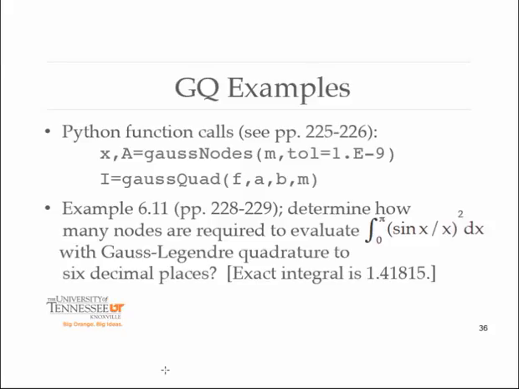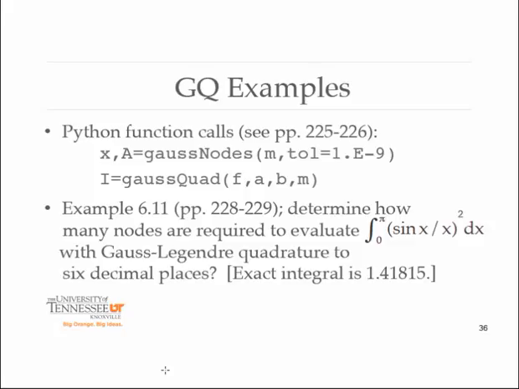We'll finish up Chapter 6 with just some simple examples of using Gaussian quadrature to approximate integrals. As far as Python is concerned, for Gauss-Legendre quadrature, for example, you will find two functions, gaussNodes and gaussQuad, which are shown on pages 225 and 226. I'm not going to go through the details of how the nodes are specifically generated, but it's similar to the previous lecture, where it involves root finding and actually involves solving a nonlinear system of equations.